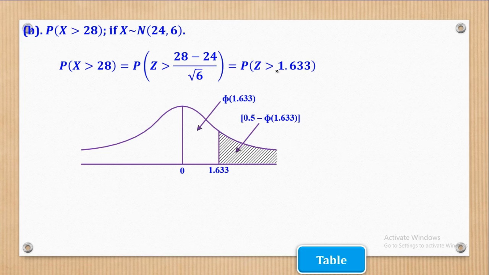So this probability is this shaded area, therefore we shall write that the probability is equal to 0.5 minus phi of 1.633. Then we shall use a mathematical table to get this value of 0.4487. So let's see how it is got.